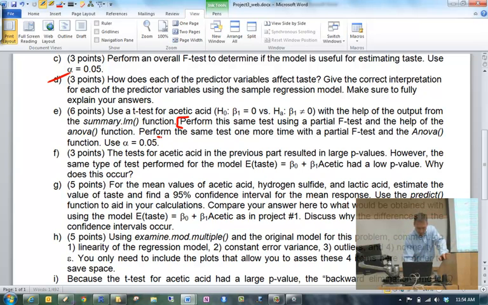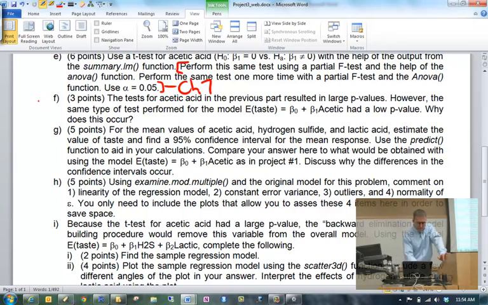This rest of the stuff corresponds to Chapter 7, so I'm not going to talk about that right now. Part F, the tests for acetic acid, we can just think of it as the T-test, resulted in a large p-value. However, this type of test performed for just the model that had only acetic acid in it had a low p-value. Why does this occur? Any thoughts? Let me discuss this here. Any thoughts?